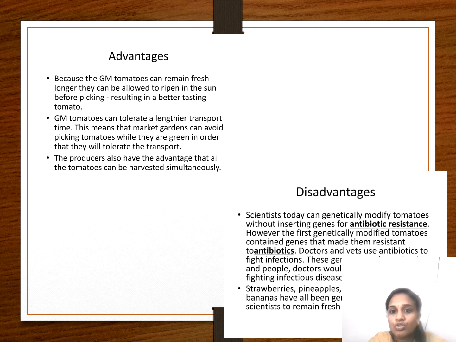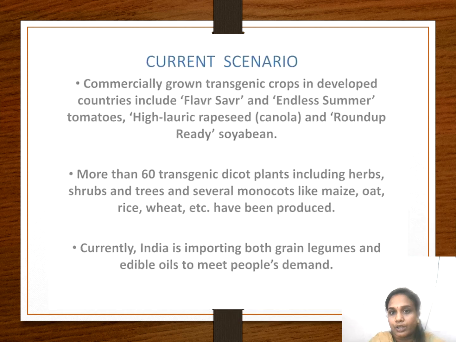Disadvantages: scientists today can genetically modify tomatoes without inserting genes for antibiotic resistance. However, the first genetically modified tomatoes contained genes that made them resistant to antibiotics.